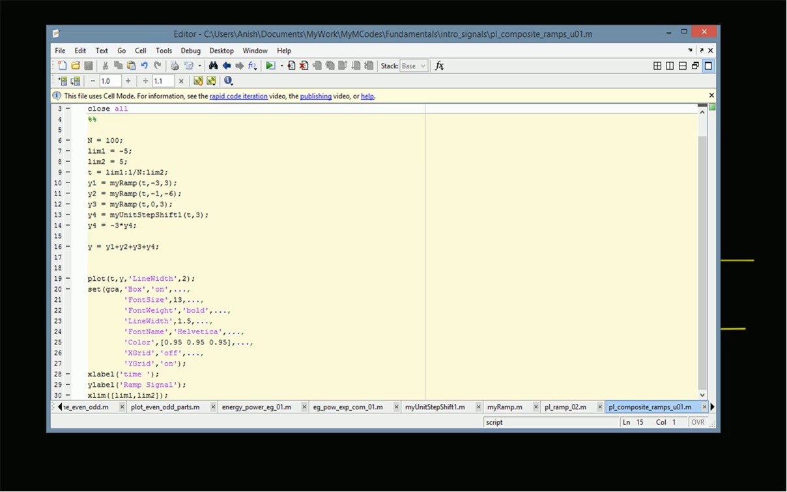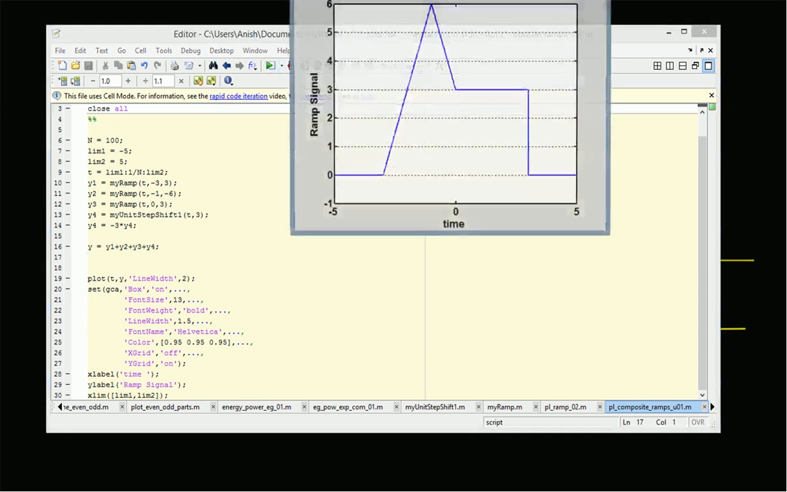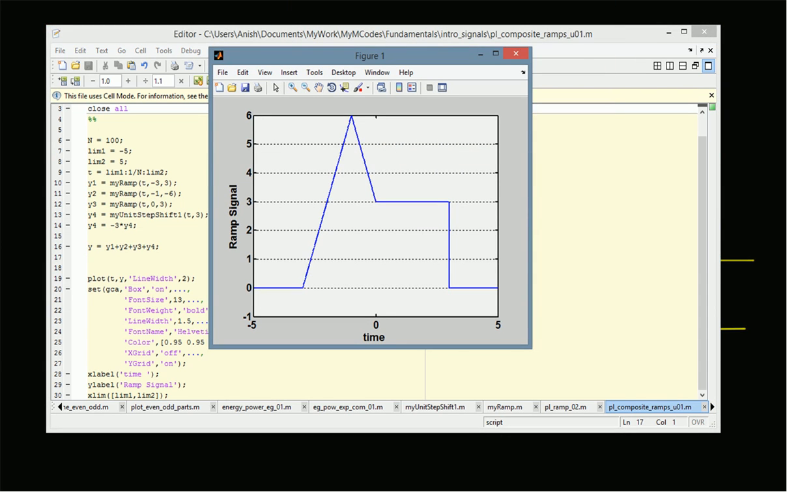Now finally we combine all those signals to get the final signal y. Then we can plot the final signal with respect to time. So that is the shape of the signal y of t, in the time support from minus 5 to plus 5. This is the shape of the signal.